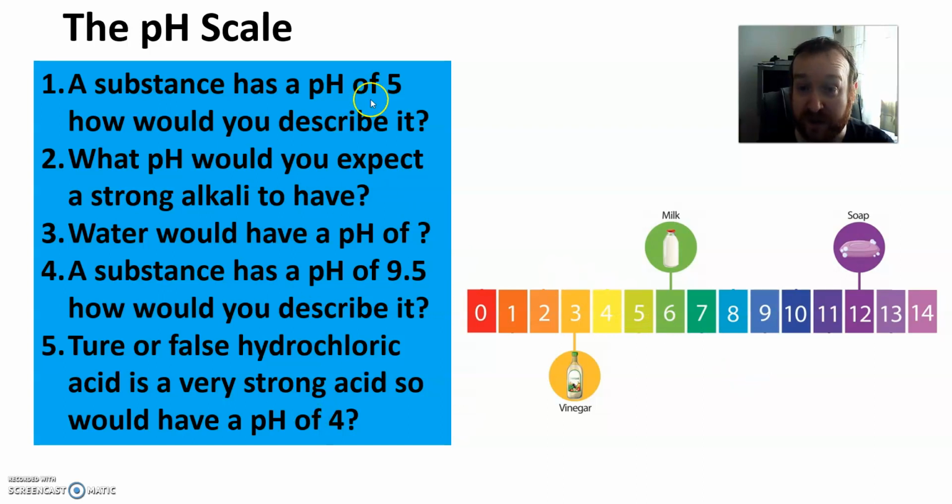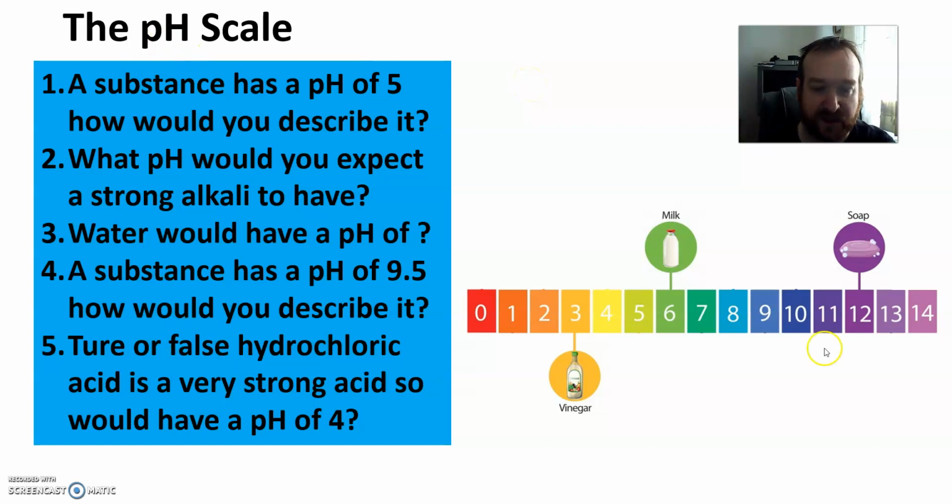When you've done those 5 questions, if you've done them within the time limit, try and annotate this picture. What's it trying to show? We've got numbers from 0 to 14 of different colours, and we've got some examples of what those numbers might represent. So pause the video here, start your song, and start answering those questions and making notes about this little picture.